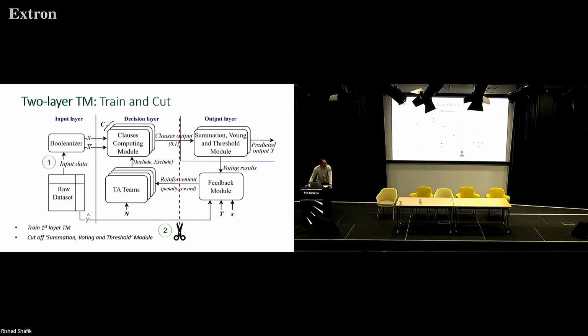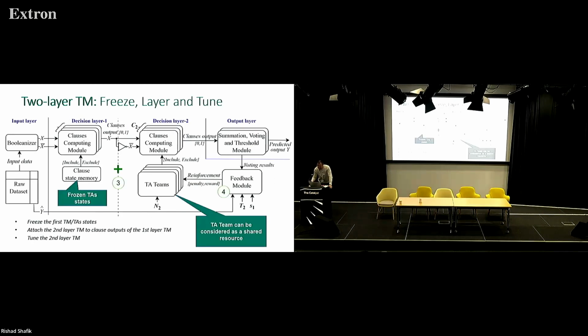So here you can see how it looks. After we train the first layer TM, we can simply cut the summation and the feedback module, freeze the Tsetlin automata, and then connect the second layer TM directly to the clause output of the first layer TM. So the first layer TM is now frozen. All the TA are frozen, and we don't even need those TA. And by the way, those TA can be used as shared resources, so we can reuse them while we are tuning the second layer TM.